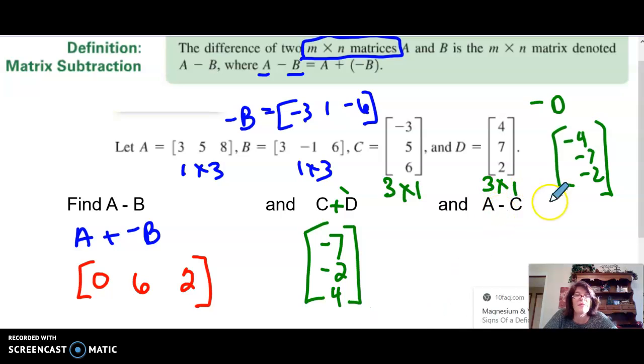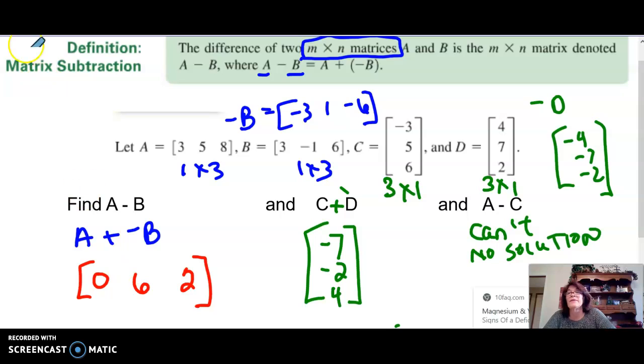Okay? Then I try to do A minus C. I have a 1 by 3 and a 3 by 1. Nope, can't do it. Okay, no solution, can't do it. Does not exist. It'll say something like that, one of those words, okay? They're not the same dimensions, cannot add them.